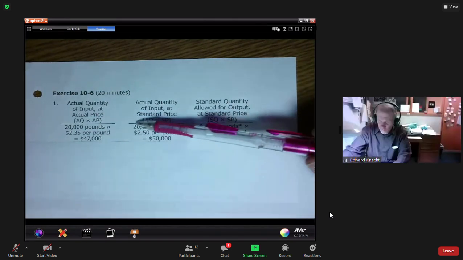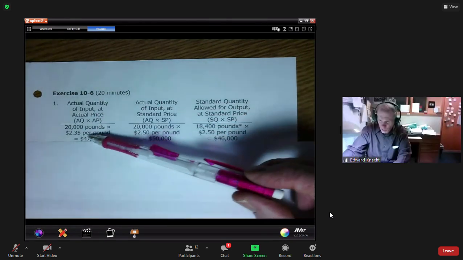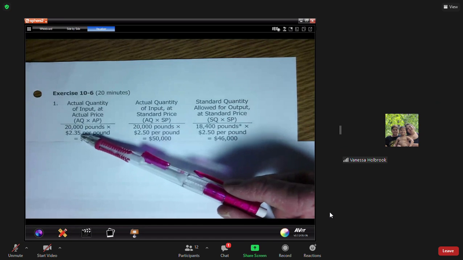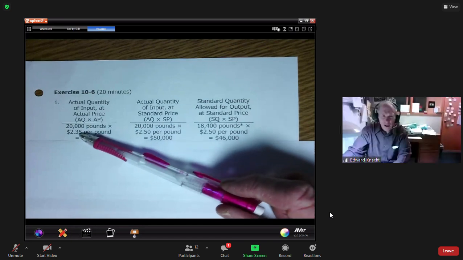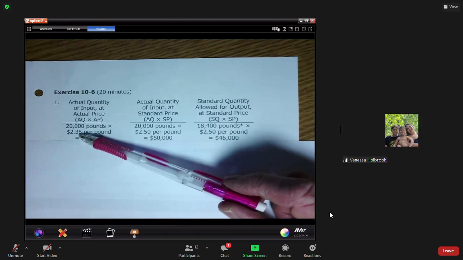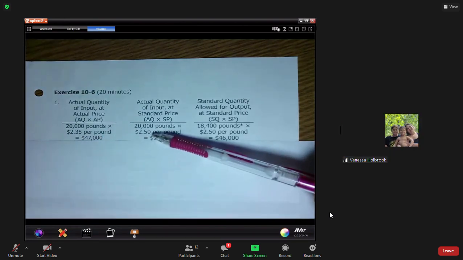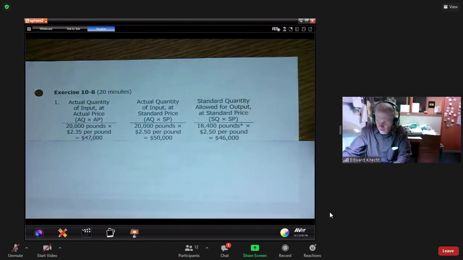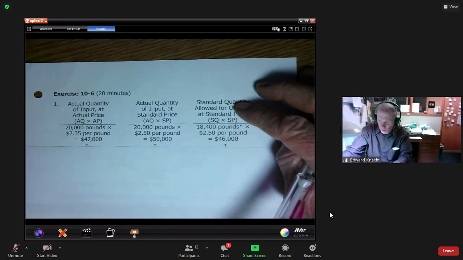Why is it unfavorable? Because the actual price. Oh, no, it's favorable. You made a mistake. You're a human being. Congratulations. We paid you 235, but we're supposed to pay 250. That seems like a favorable variance to me. The number on the left is smaller than the number on the right. That's going to be favorable. Let's see if I'm right.